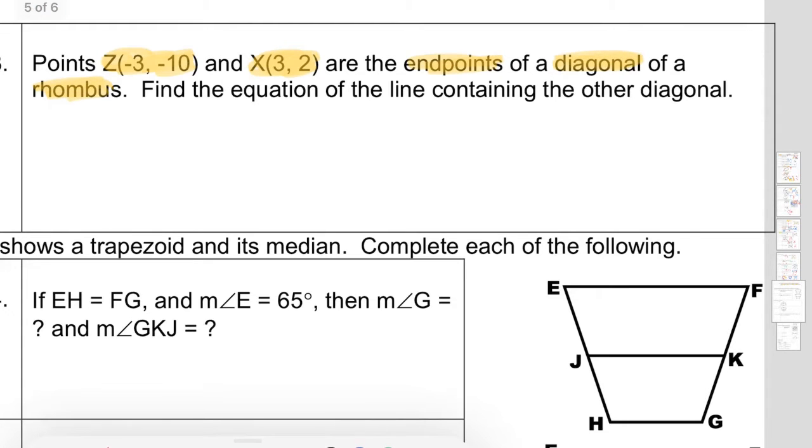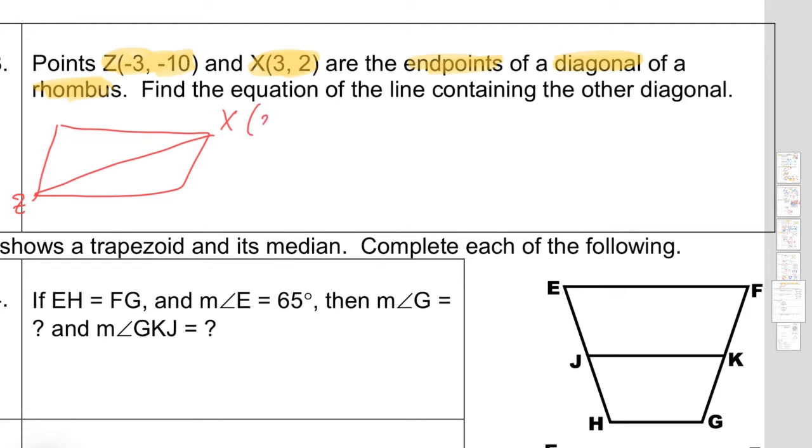So to put that into picture form, we're going to draw a rhombus. It doesn't have to be that big, but draw a rhombus, and we draw a diagonal, and we label it Z and X. So X is at (3, 2). Z is at (-3, -10). And they're asking us to find an equation of the line of the other diagonal.